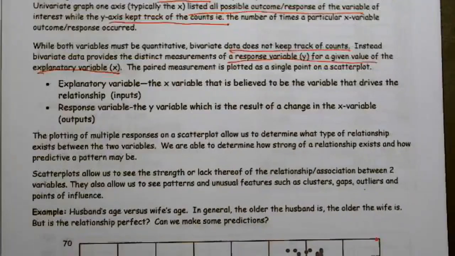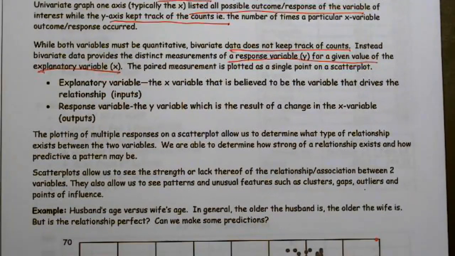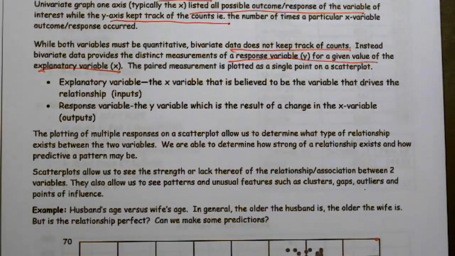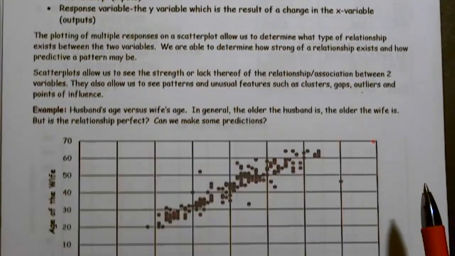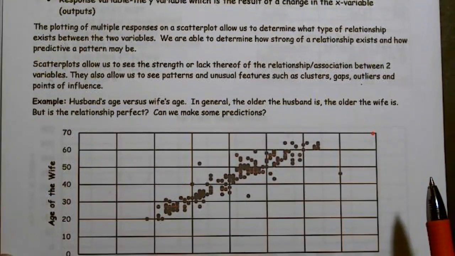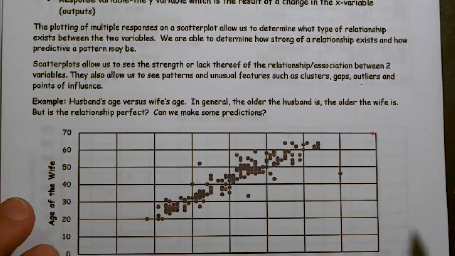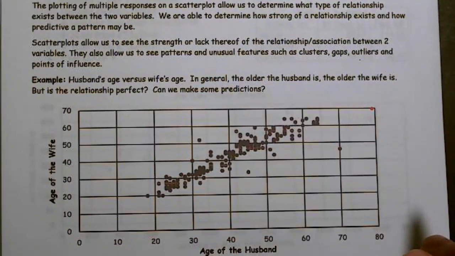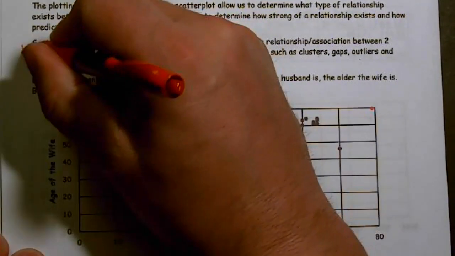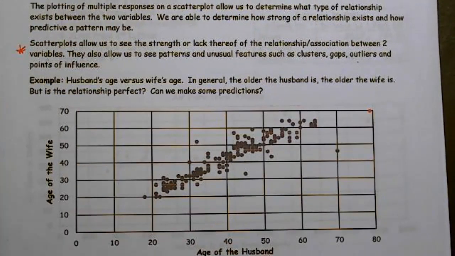So the plotting of multiple responses on a scatter plot allows us to determine what type of relationship exists between two variables. And we are able to determine how strong a relationship and how predictive a pattern may be. Scatter plots allow us to see the strength or lack thereof of the relationship. And we also talk about the association between two variables. They also allow us to see patterns and unusual features, such as clusters, gaps, outliers, and points of influence. I'd make sure that I reviewed that. That looks like some things that are kind of important.